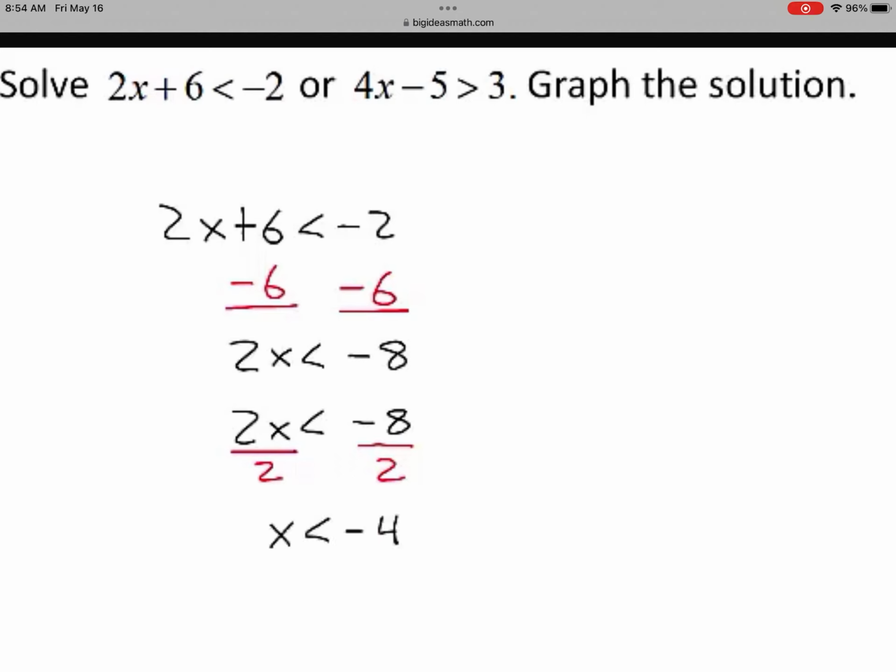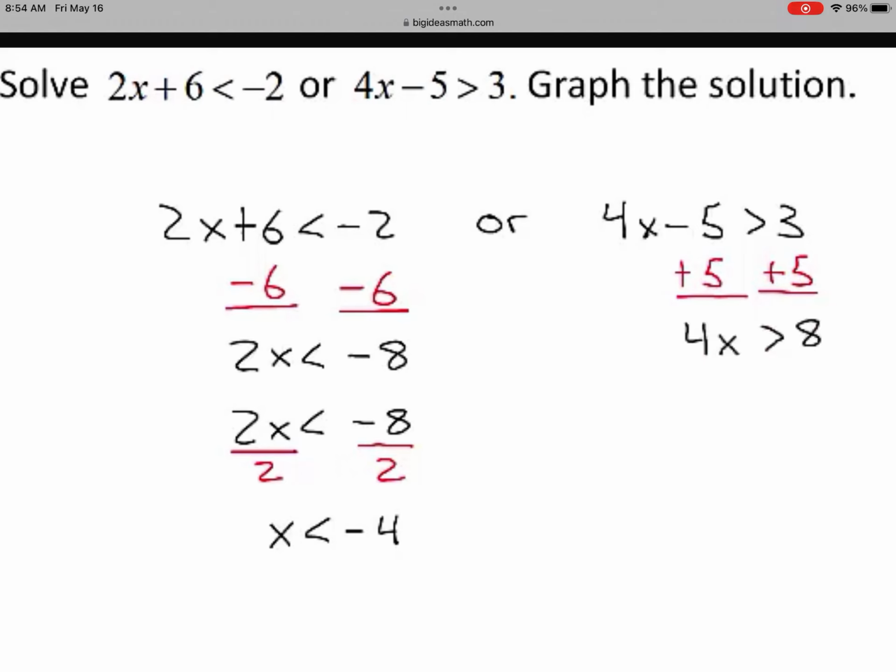Next, write the inequality 4x - 5 > 3. Use the addition property of inequality. Add 5 to each side of the inequality. Because -5 + 5 is 0 and 3 + 5 is 8, 4x > 8.